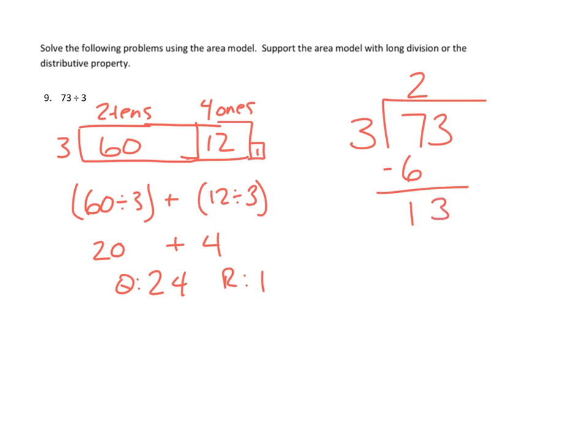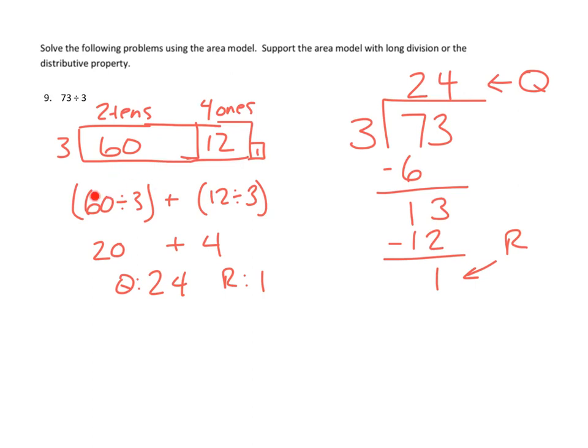Bring down our 1s. How many times can we fit 3 into 13 1s? Well, we can fit 4. Everybody would get 4 1s. 4 times 3 is 12. We would use up 12 of the 13, and we have the very same thing. We have a quotient of 24 and a remainder of 1. And that's the long division way.